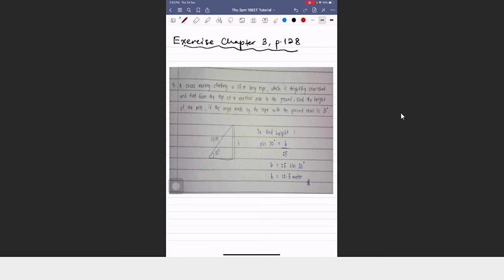Basically, this is the pole. This is the string. You have a monkey climbing up like this, climbing a 25-meter long rope. Then the height of the pole: find the height. This is what the question wants. Find the height of the pole, which is labeled H here. And then the angle.